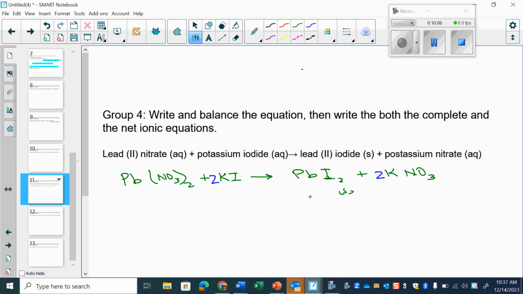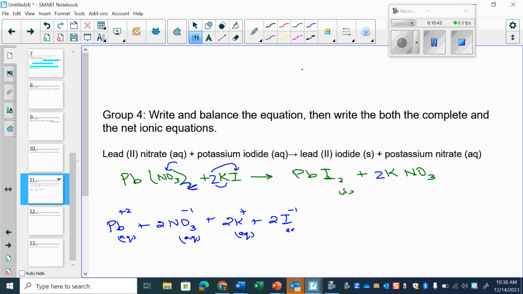So my first job is to make sure that I dissociate all of them. So Pb2+ plus 2 nitrates. You have 2 of the nitrate ions. And I have to put aq, that means it is dissolved in water. I have 2 of these. This is what is important. You have 2 of the nitrate ions, and then you have 2 of the potassium ions. And this 2 applies to both, right? And I have 2 of the iodide ions. So all of this is dissolved in water.